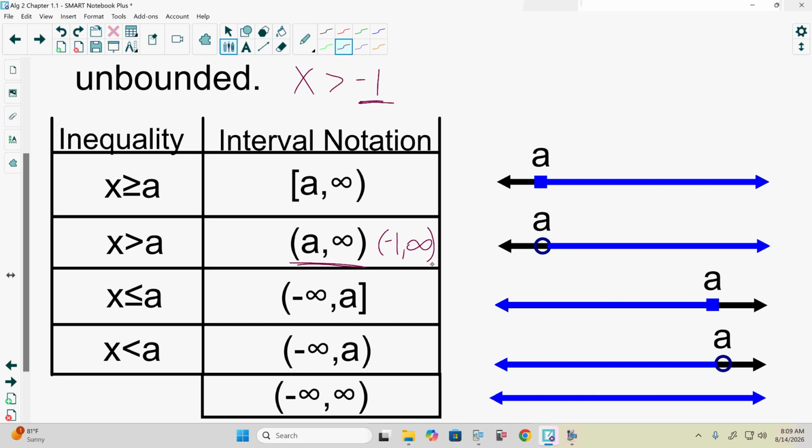infinity. It is going to be parentheses on both because -1 is not included. It's not greater than or equal to it. So we wouldn't put a bracket there. And infinity will never have a bracket next to it. It's always going to be a parenthesis with infinity. And we're talking about greater than. X is going to be bigger, so we want to get bigger numbers than -1.